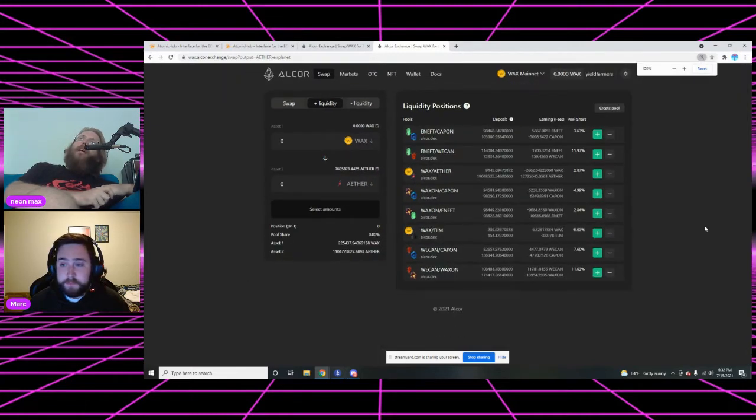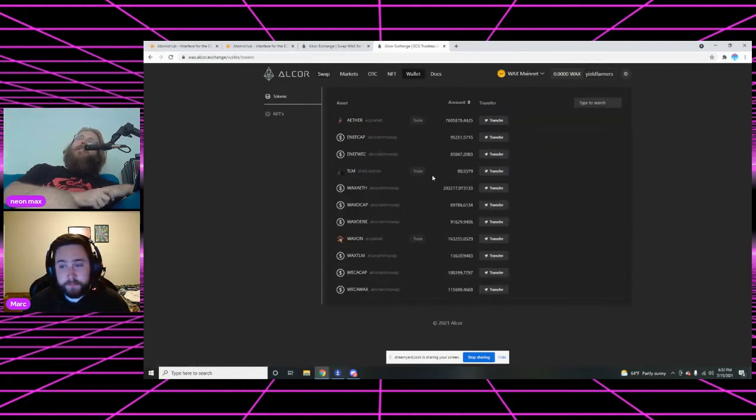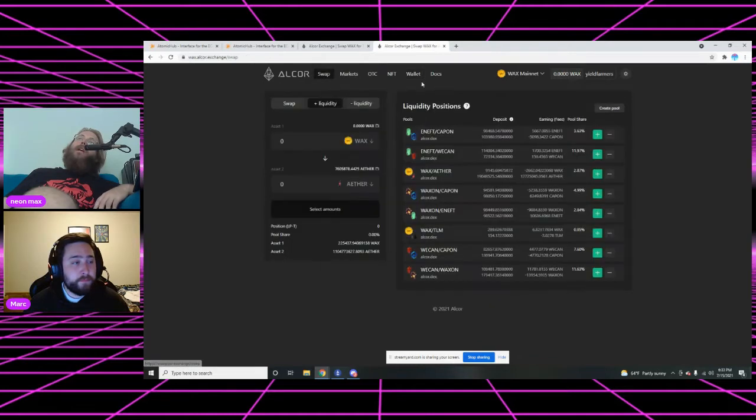I just go up to the wallet tab and I can see all of the tokens from there. Then I can hit send or transfer, and that way I don't have to mess with trying to import them into any other wallet. I just connect whatever wallet I'm using to Alcor, and then I use Alcor's wallet tab to interface with all the assets that I have.